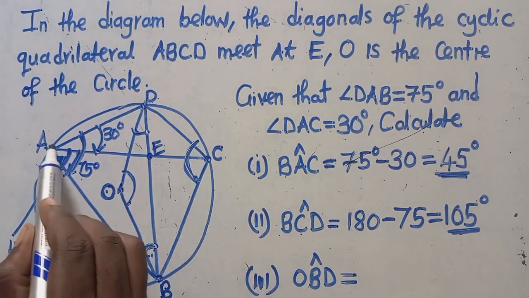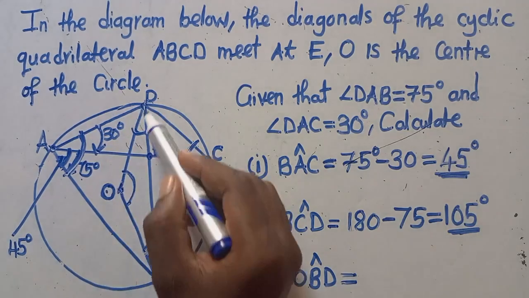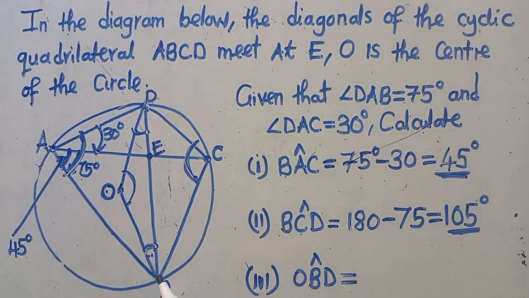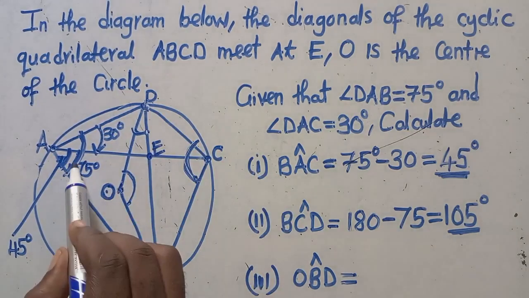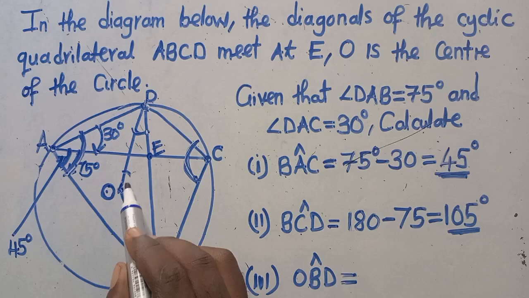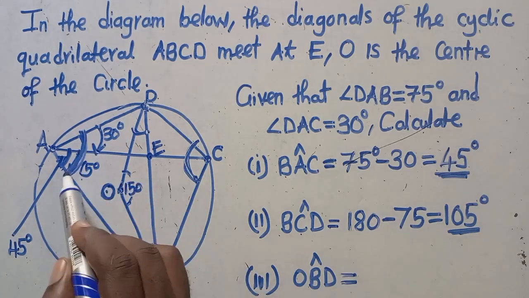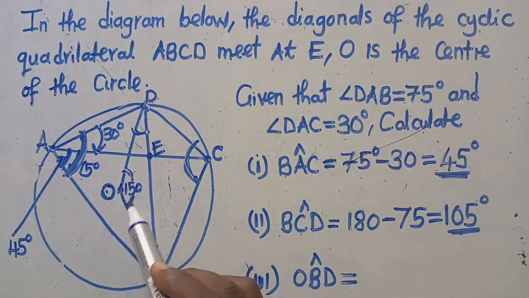Have you seen the angle that is being formed at the circumference here? They are on the same chord. So this angle, we just multiply it by 2 to get this one. So here we've got what? 150, since this whole thing is 75.